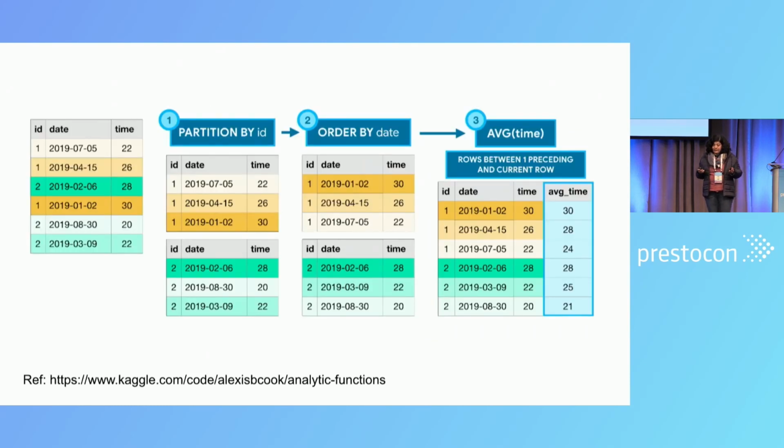This slide demonstrates a bit deeper and explains the window processing visually. You have the input table, and you partition it. In this case, you're partitioning by ID, so your data is split by the ID column into 2 partitions. Then we look at each partition individually and order by the date column.